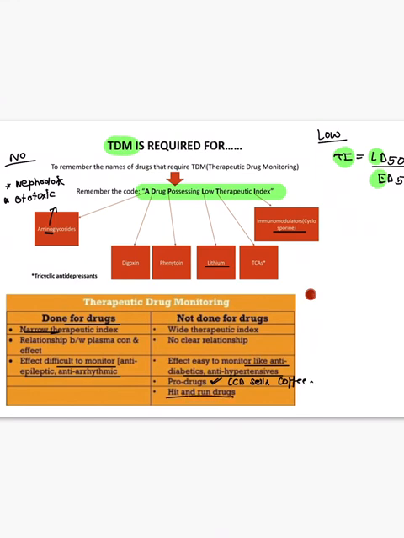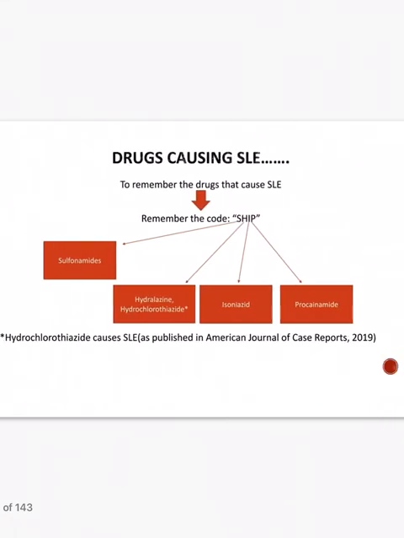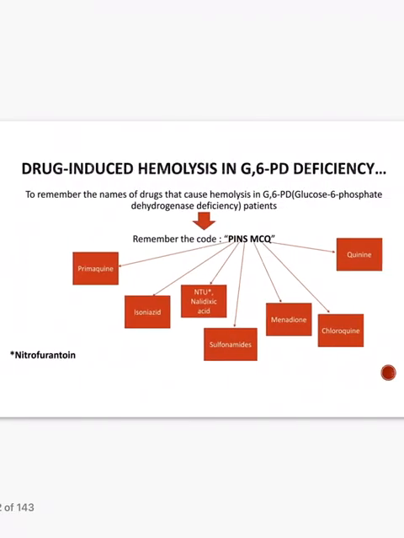Now hit and run drug. So what is the meaning of hit and run? The mnemonic is MOGRA. Okay, we'll be seeing. Okay. See, this we have already done. Drugs causing SLE, SHIP drug. Okay, we have already done, guys.